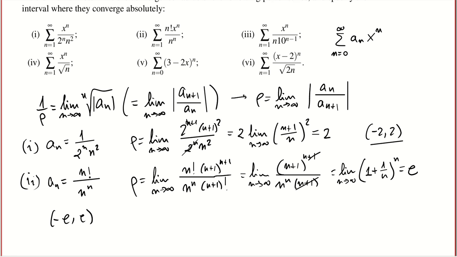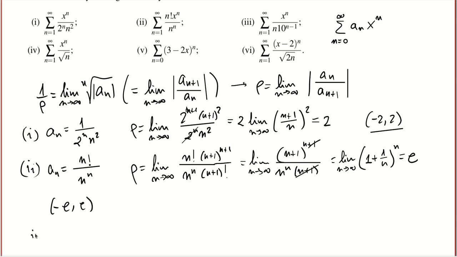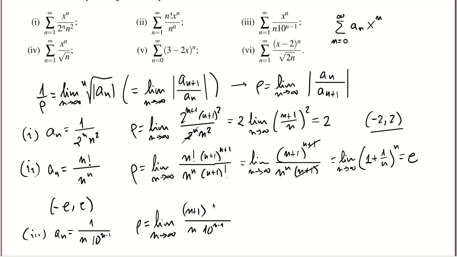Okay, the third one, a_n is equal to 1 over n times 10 to the n minus 1, right? So this limit goes like this: n here, 10 to the n minus 1, and here I have n plus 1, 10 to the n. Okay? Now 10 to the n minus 1 cancels with the exponent. The limit of this is 1, so this radius of convergence is 10, so this is minus 10, 10. Okay? So far so good, right?